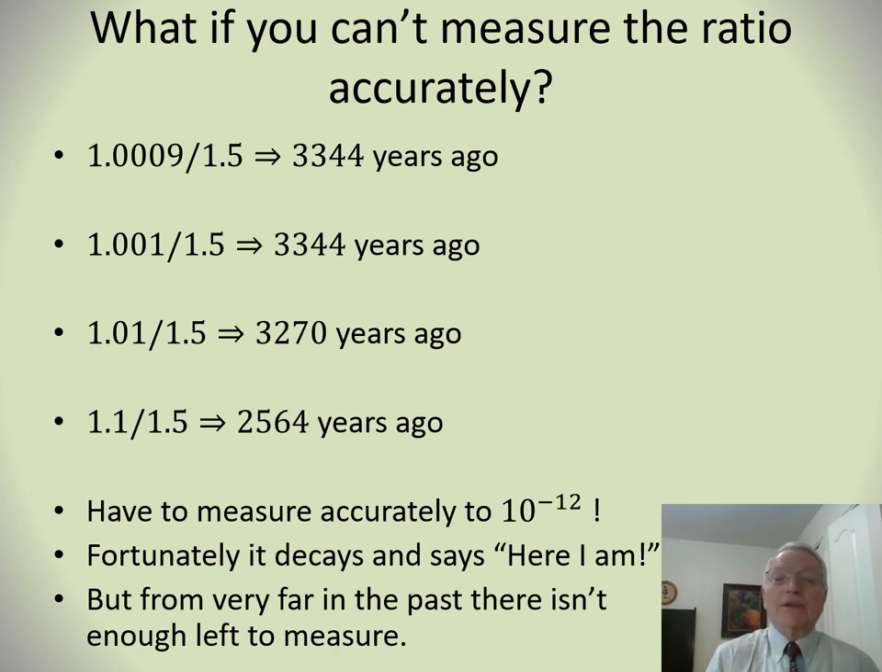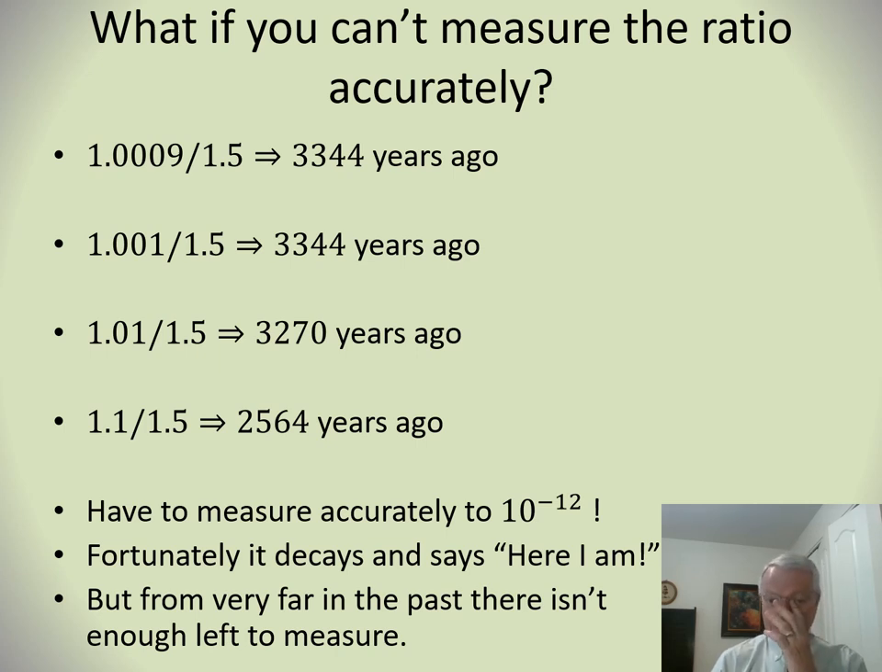Now, you need a good measurement to make this work. So at 1.0009, it's 3,344 years. And if it's 1.001, which is awfully close, it's still 3,344 years. But if it were 1.01, like if you messed that second decimal place up, now you get 3,270. And if you mess the first decimal place up, you get 2,560. So you have to measure these things at the 10 to the minus 12 level.